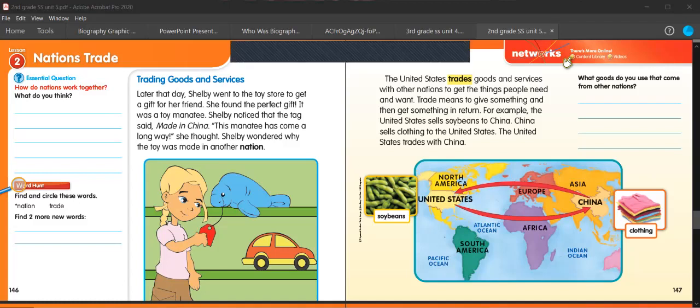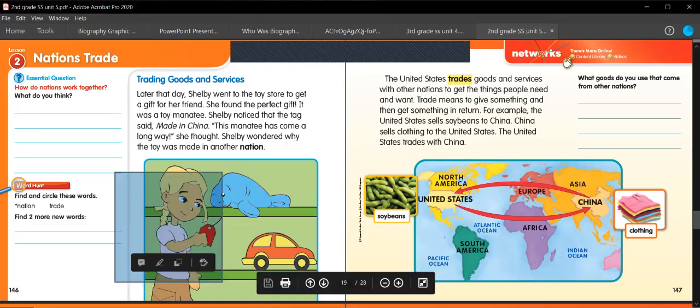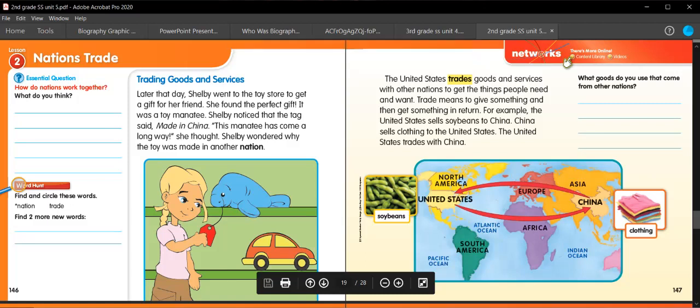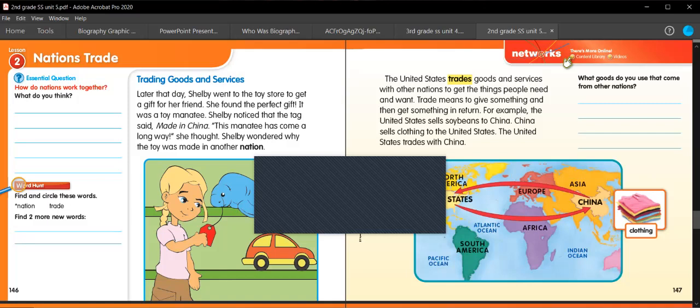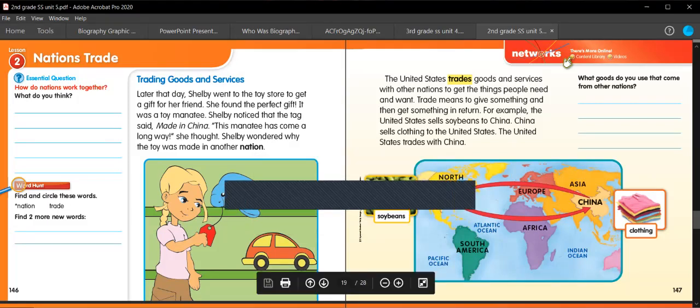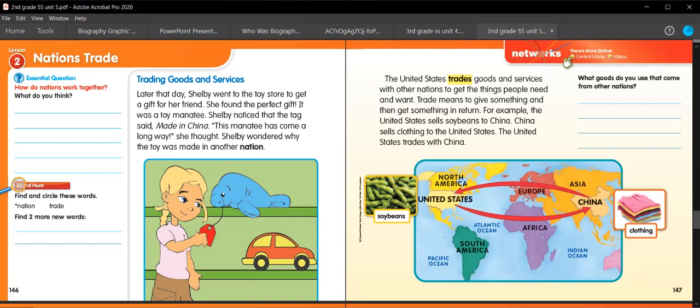Lesson 2. Nations Trade. Essential question. How do nations work together? What do you think? Trading goods and services. Later that day, Shelby went to the toy store to get a gift for her friend. She found the perfect gift. It was a toy manatee. Shelby noticed that the tag said, "Made in China." This manatee has come a long way, she thought. Shelby wondered why the toy was made in another nation.